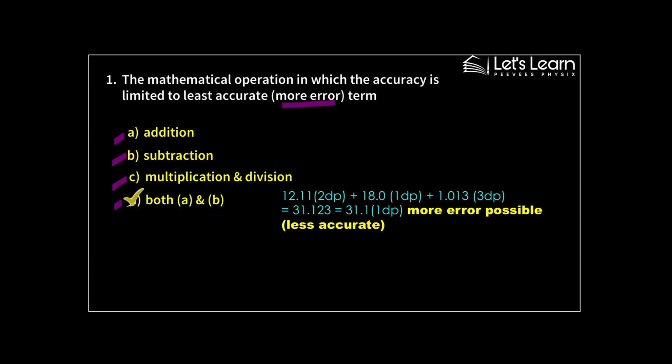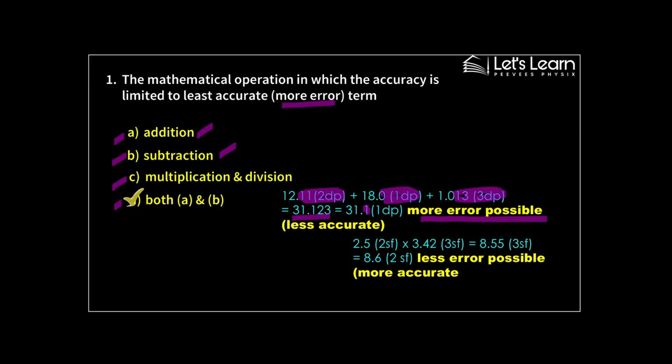Suppose you are adding. Remember, the rule says while you add, you have to follow the least number of decimal places. 2 decimal places here, 1 decimal place here, 3 decimal places here. So the final result should have the least number of decimal places, 1. This is rounded off to 1 decimal place. So you threw away so much information, which means more error is possible in addition or subtraction, less accurate.